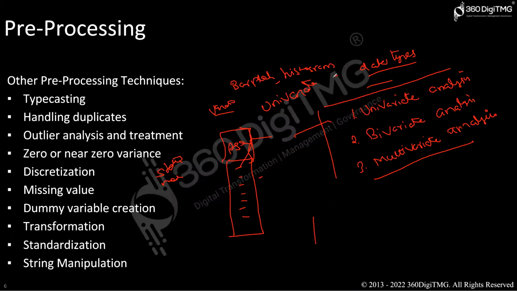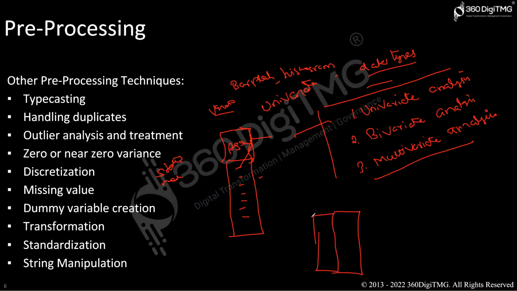So bar plot, histogram, these are all called univariate analysis. You are taking only one column at a time. Even though you have multiple columns in your data set, you can take one column and just perform all the mathematical calculations. When it comes to bivariate analysis, you take two columns.